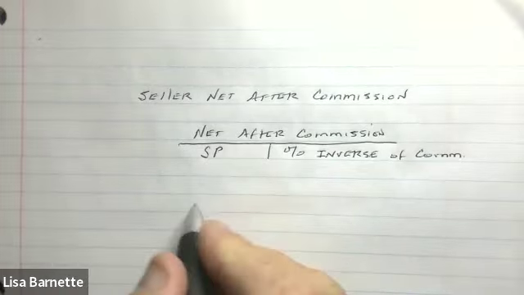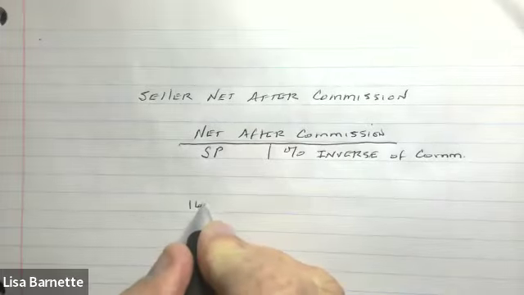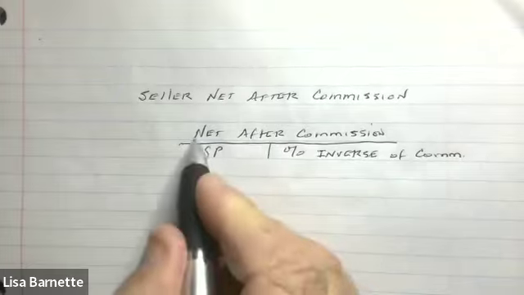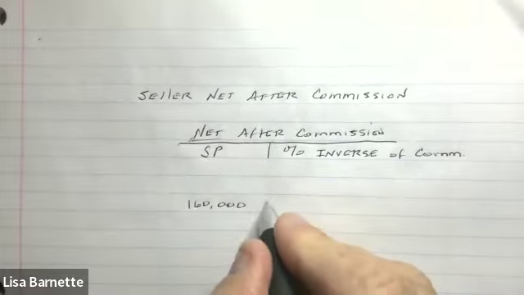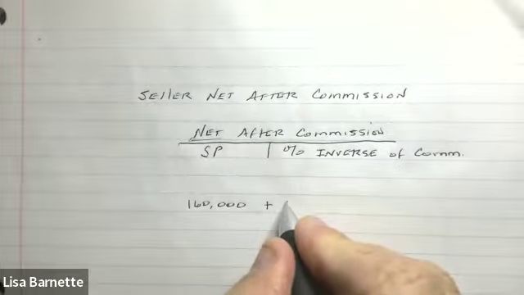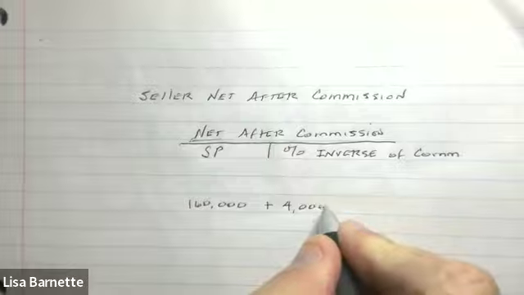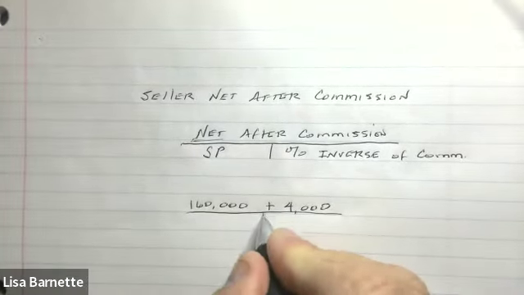Let me give you an example here. Let's say that the seller wants to walk away with $160,000 in his pocket. That's how much he wants to net after he's paid the commission. To do that, he also has some closing costs that he needs to pay. Let's say the closing costs are going to be around $4,000. Again, these will be given to you in the problem. You're not going to be asked to ascertain these. We're looking for the sale price.